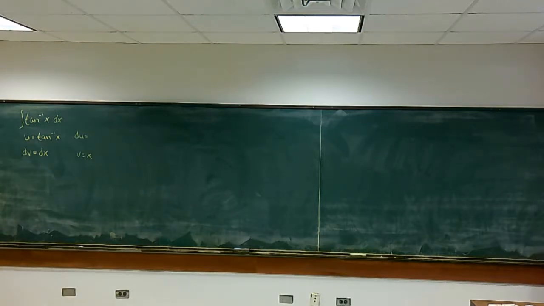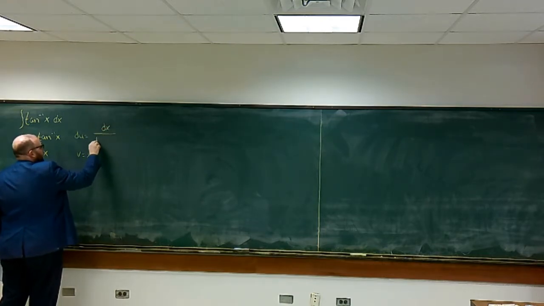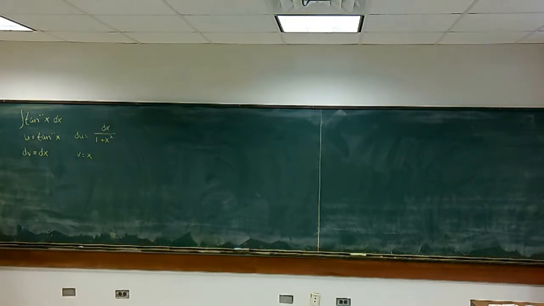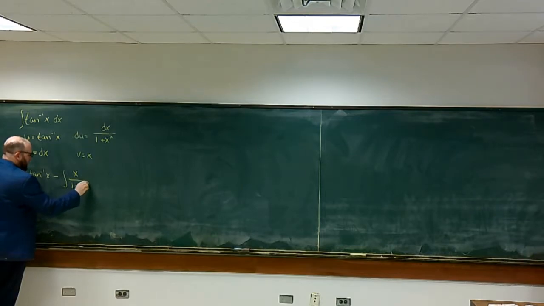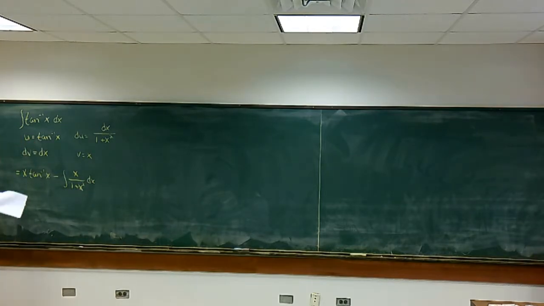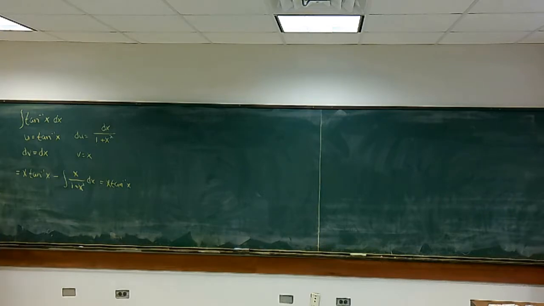The derivative of the inverse tangent function is one over 1 plus x squared. U times v minus the antiderivative of v du. How do you do that antiderivative?